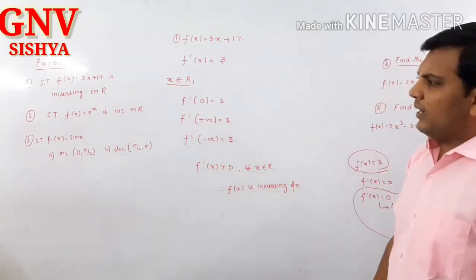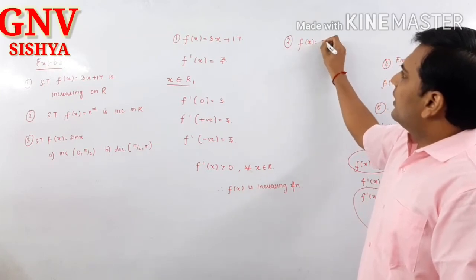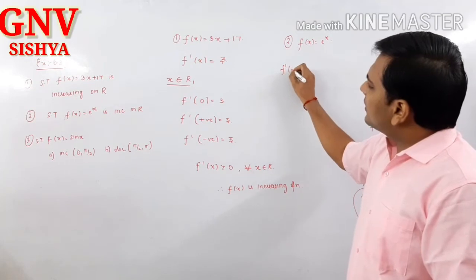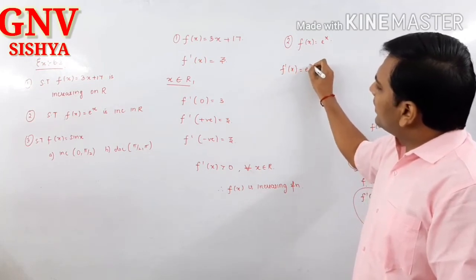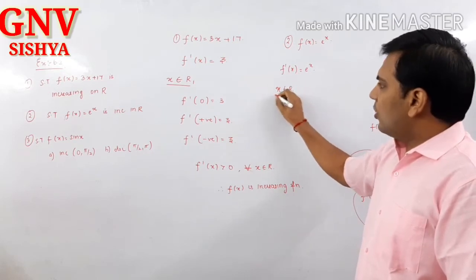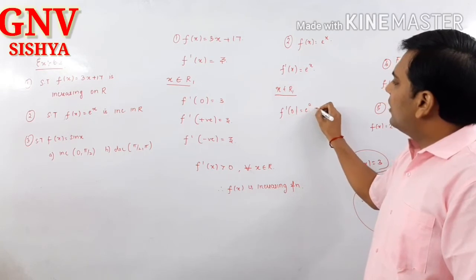What is sum number 2 given? f of x is equal to e power x. Am I right? Now tell me what is f dash of x? Differentiation of e power x is also e power x. Now they have given x belongs to all real numbers. If I substitute 0, what will happen? e power 0 is 1.